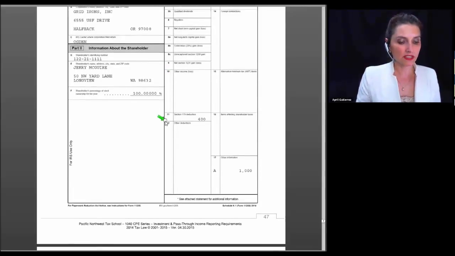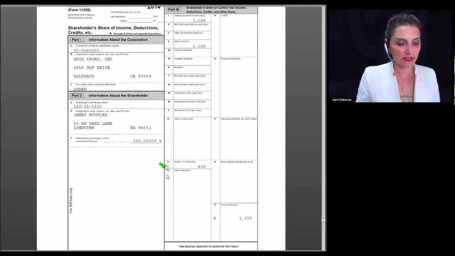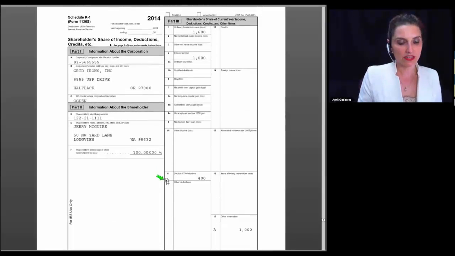And we can see that there's a Section 179 deduction down here on line 11. That Section 179 deduction is going to be claimed on Schedule E, page 2. It is an offset to the income on line 1. So mentally, I know I'm going to take $400, subtract that from $1,600, and the net is actually going to be taxable.